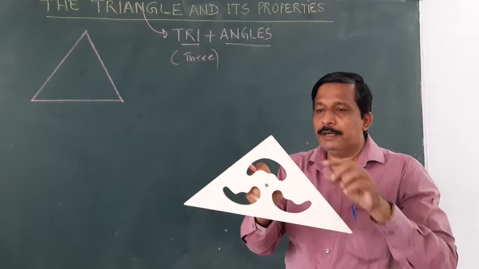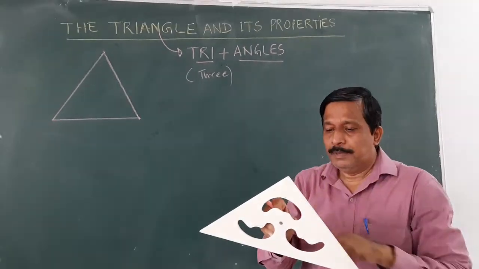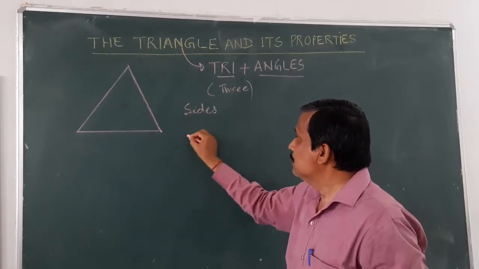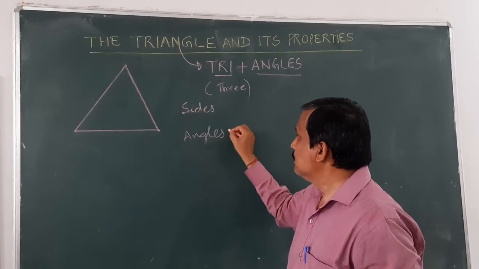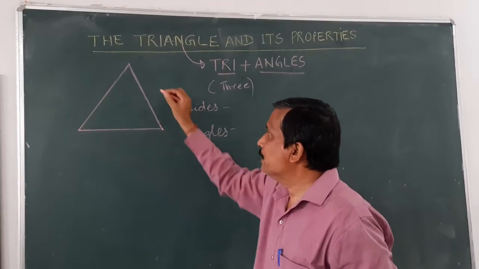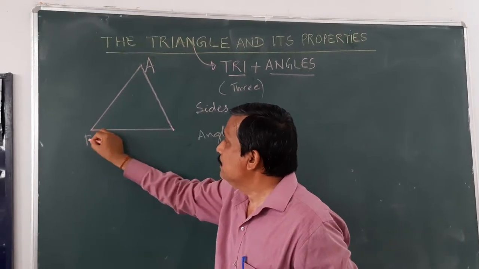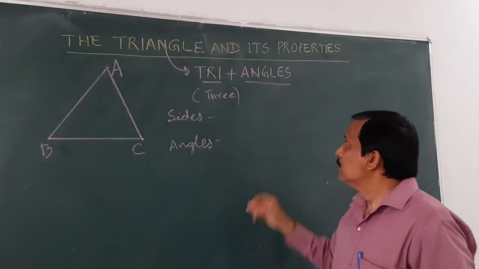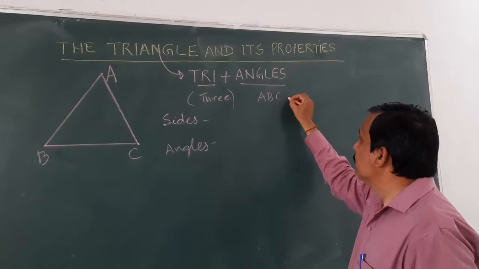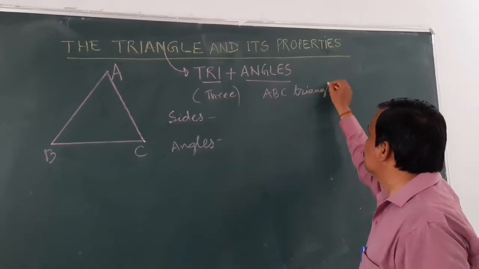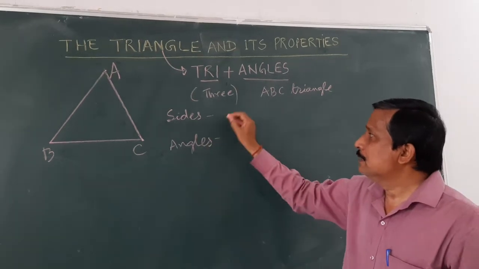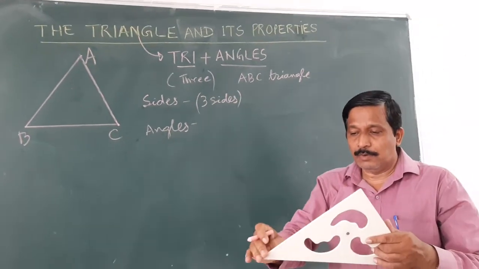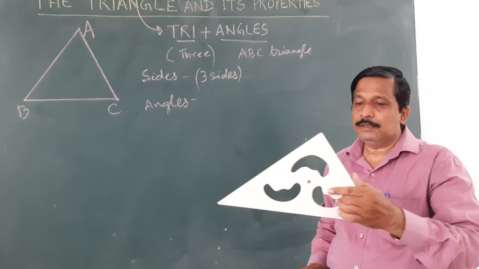You see here, it has three basic parts. The first is sides, then angles. Suppose this is one figure of a triangle A, B, C. Suppose you are naming this figure as the ABC triangle. So ABC triangle has three sides. It has how many sides? Three sides. So here also it has three sides. Side 1, 2, 3.